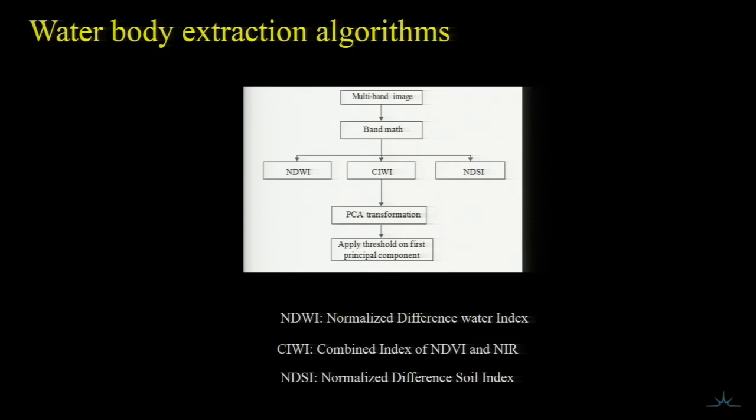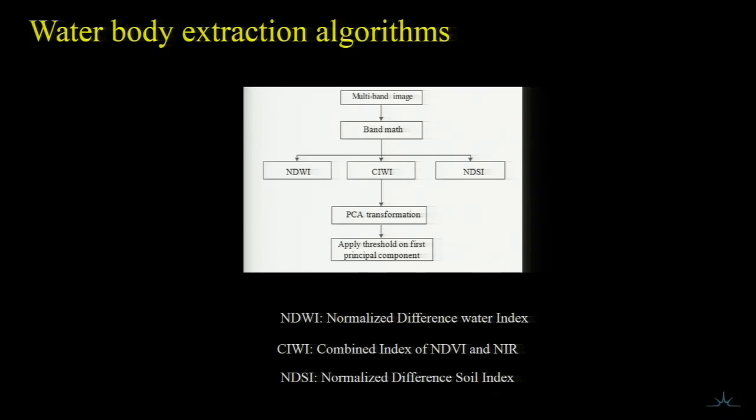The final part will be the water body extraction algorithm. So this algorithm is very easy, just 4 steps. The first one is to do a band math. We calculate the NDWI, the normalized difference water index, and then we do the CIWI, which is the combined index of NDVI and also NRR. And then we do a normalized difference soil index, NDSI. So they are all widely used remote sensing indices.